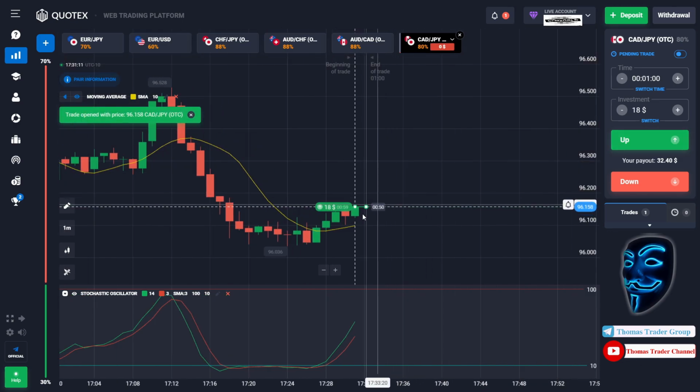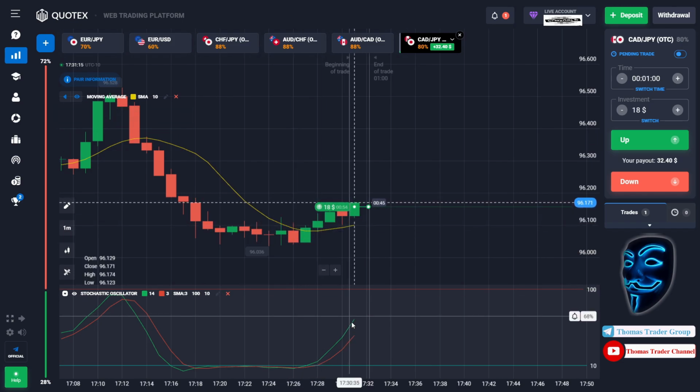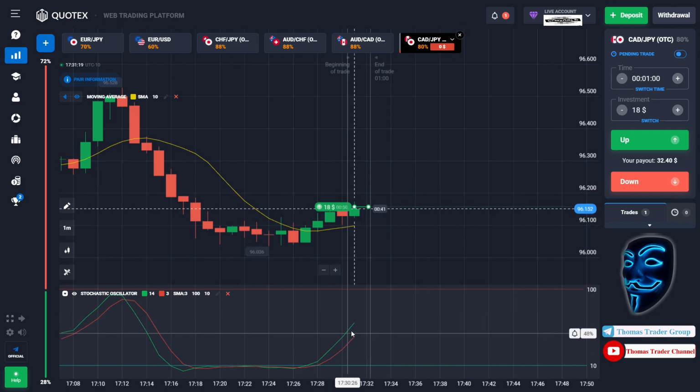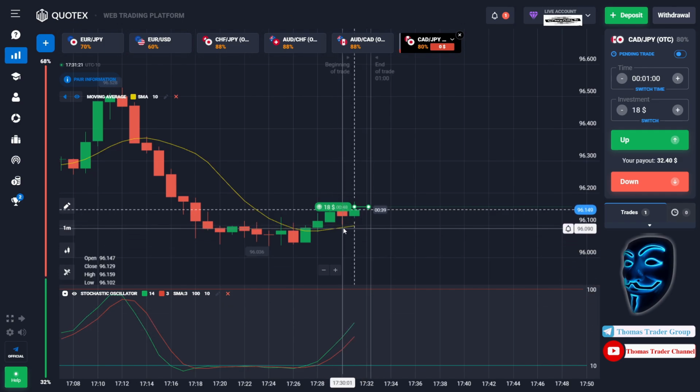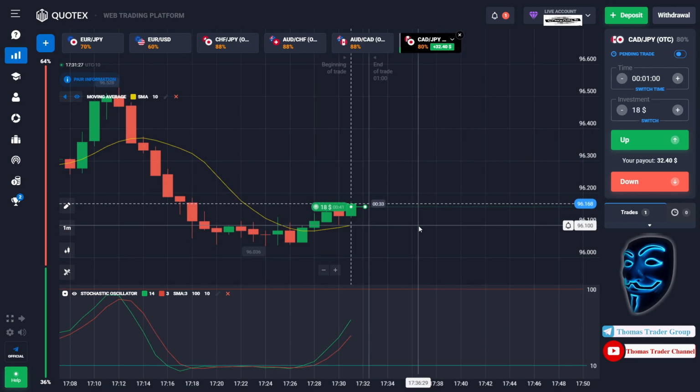As you can see, the market has already breached the moving average line and the market is going bullish. As you can see over here, the stochastic oscillator is also facing bullish trend and the market has just made a rebound on the moving average line. I'm sure that the market will still continue the bullish trend. Let's prove it and let's wait till the end of our trade.